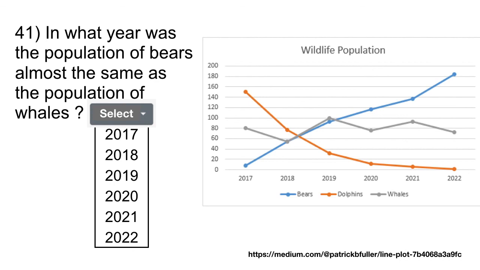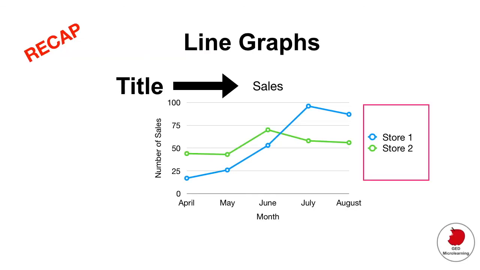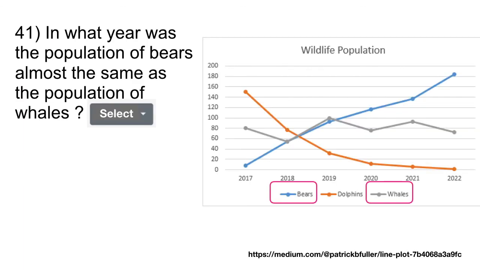So just a quick recap on line graphs. First thing, as always, you look at the title, then you look at your y-axis, your legend, and then your x-axis. Okay, so if you look at the legend there, it's telling you that the blue line represents bears and the gray line represents whales. So it's asking you what year was the population of bears almost the same as the population of whales. So what you want to do is find where those two lines intersect, which is there, and then that's year 2019.